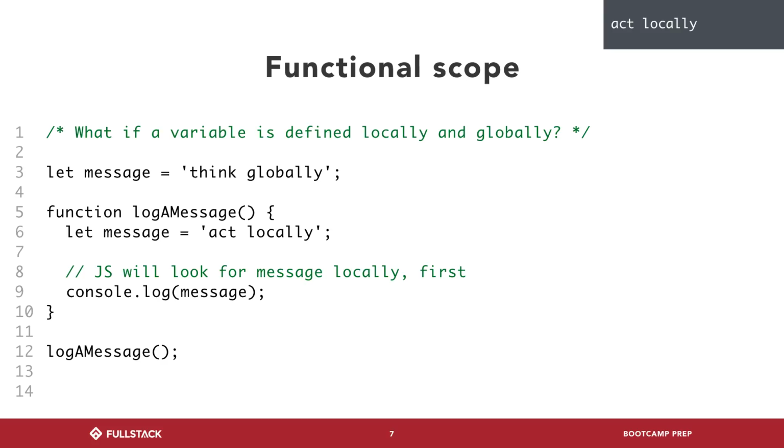So on line 9, when we console log out message, it will say, great, I want to use this variable called message. Do I have a variable called message in my own scope? And the answer is yeah. We define it on line 6. Great. I never look at the variable on line 3 because it doesn't matter, right? I've already found the variable message that applies to me. That's most relevant to me, and so that's what I'll be using in this instance.